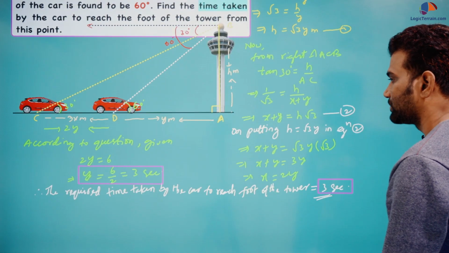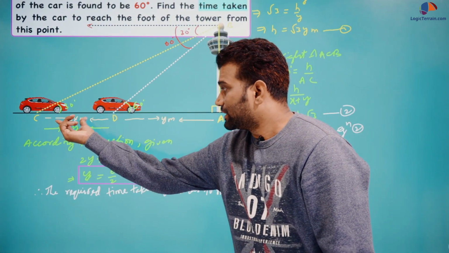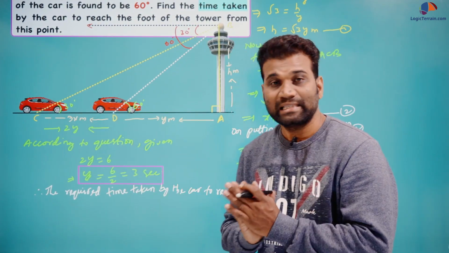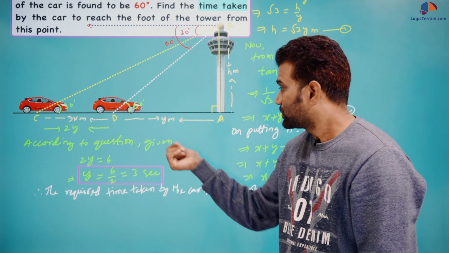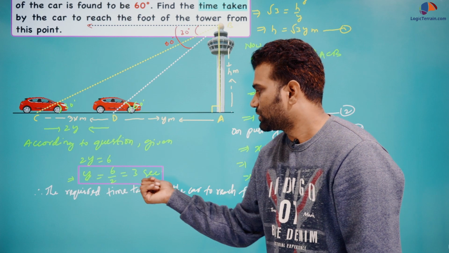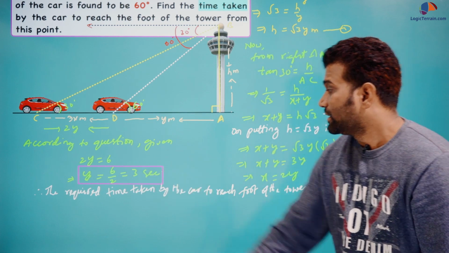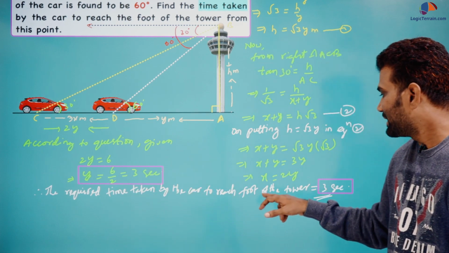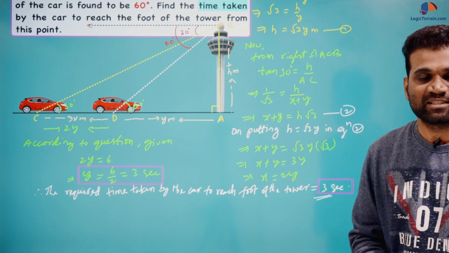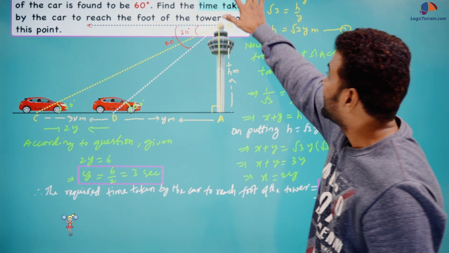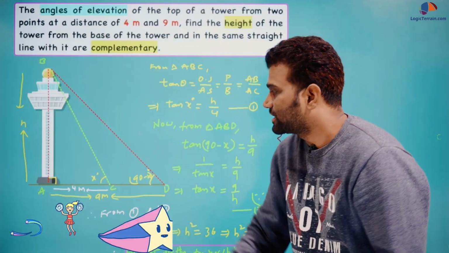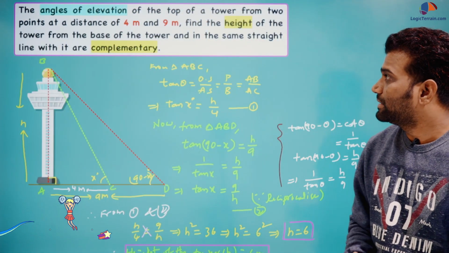And we know this 2y length is covered in 6 seconds. Then what about the y length? So this is y, right? So y is equal to 6 upon 2, 3 seconds. So therefore the required time taken by the car to reach the foot of the tower is 3 seconds. Clear? Interesting, right? And finally the last question. Here is our one.